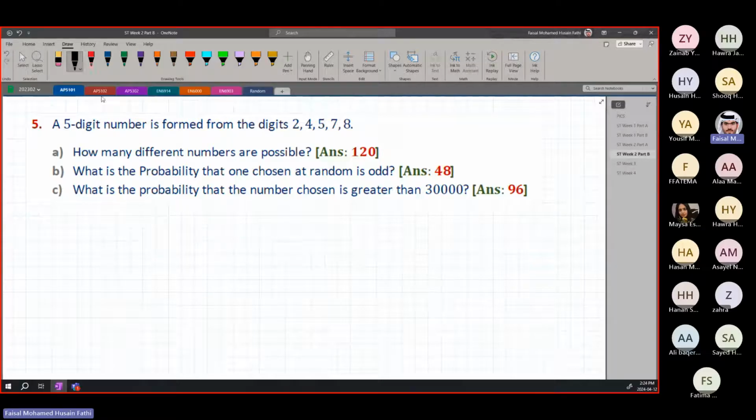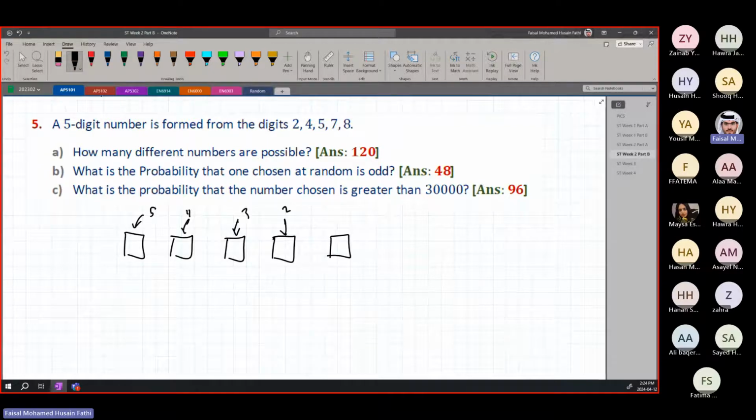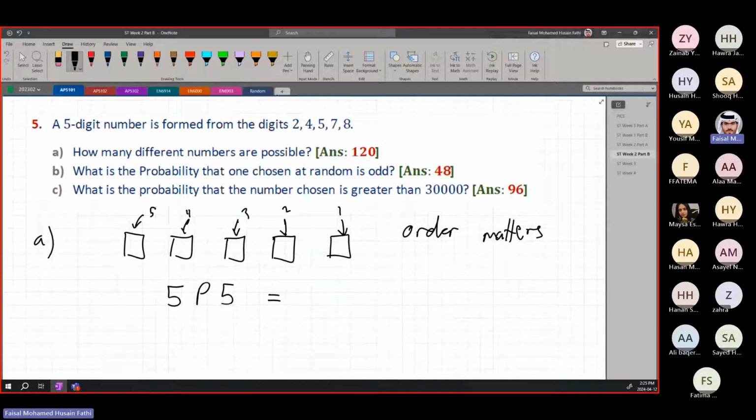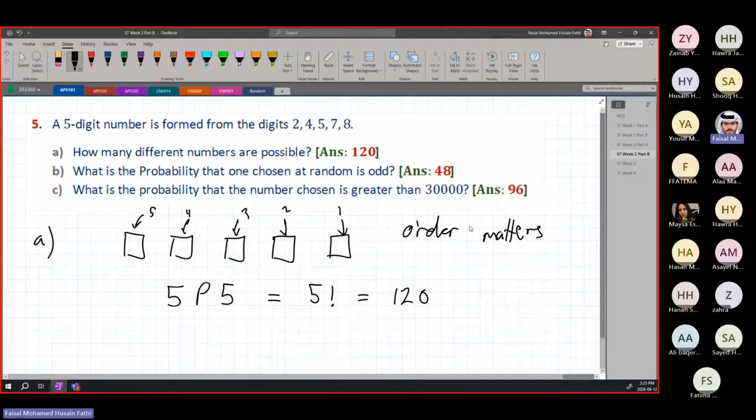It's very straightforward. You can simply just put the boxes. If we did this in the old method, we're going to put boxes, and then we're going to say we can choose 5 numbers here, 4 numbers here, 3 numbers here, 2 numbers here, and 1 number here. But now we know that order is important because it matters if 2 is coming first or 4 is coming first. So order matters. All right, this is just for part A. Since the order is important, we're just going to simply do 5P. How many choices we have? We have 5 boxes. So it's going to be 5P5, which is equal to 5 factorial as well, which is equal to 120. All right, very straightforward.